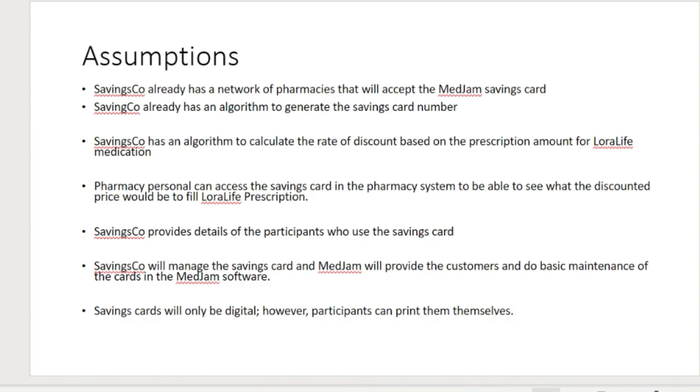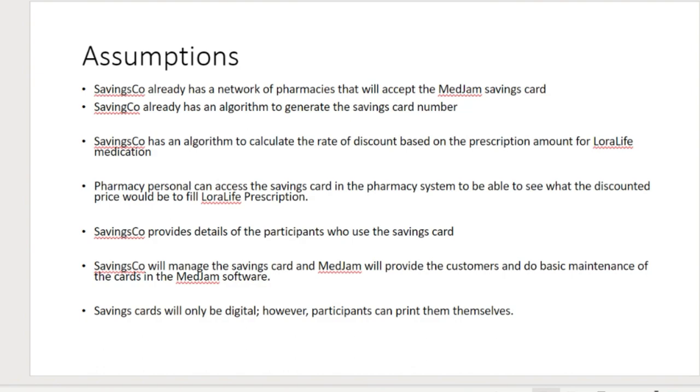So we are going to receive the savings card number, which would also be on the card itself when we send the email out to the person who signed up. And we're just going to assume that Savings Co already have a way to generate unique card numbers, to be able to put on the card and make sure it's only one number per participant.